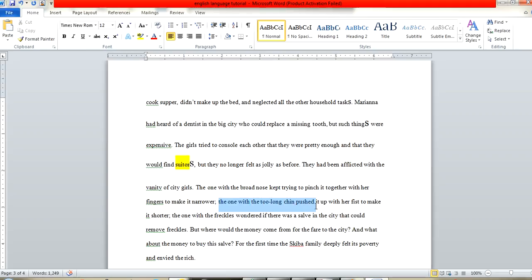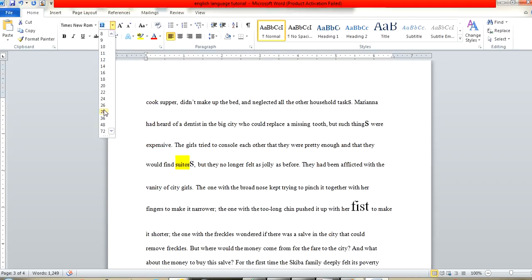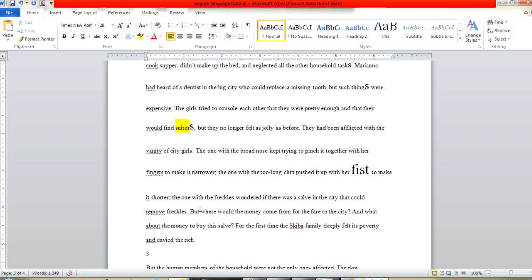Then we have the next sentence. The one with the too long chin pushed it up with her fist to make it shorter. So we have the word here, fist. Fist is a noun, it's a common noun, it's concrete, it's countable, it's neutered, it's singular, and it's regular. And then we have the next one.